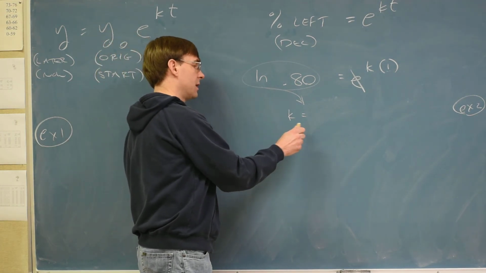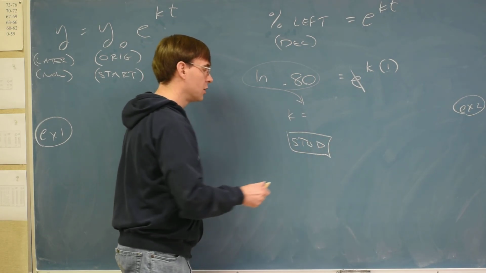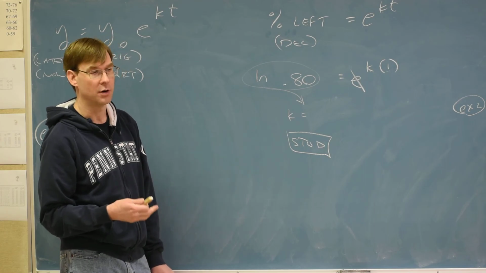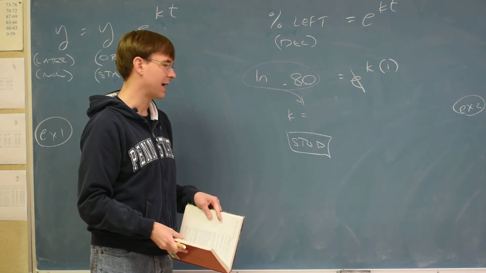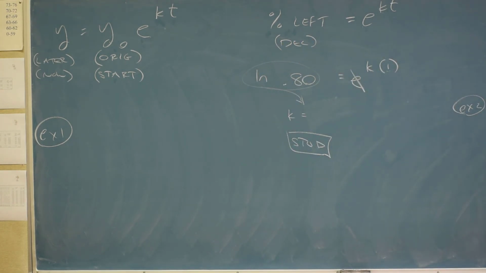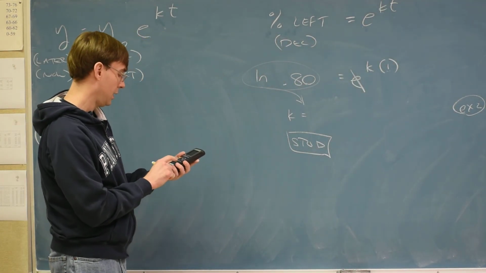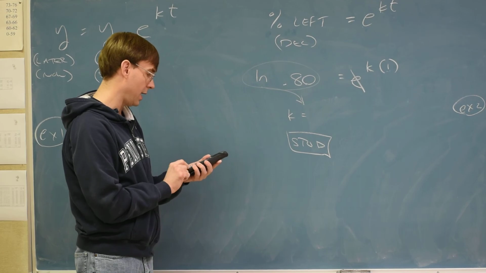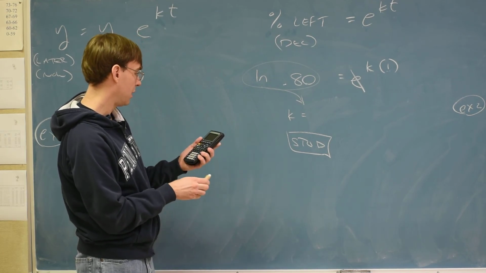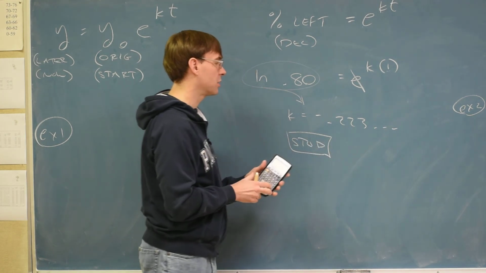For the purposes of this problem, you might want to use the store key a lot because we're going to reuse that k that's on your screen. I'll grab my calculator and just verify it for you. Storing that would be a good idea. So I'm going ln 0.8. It's showing me a negative 0.223 that fills my screen.